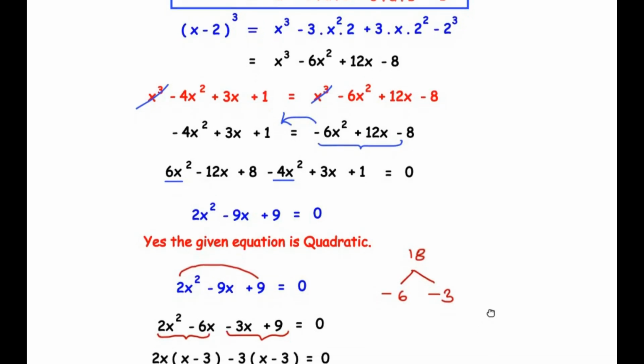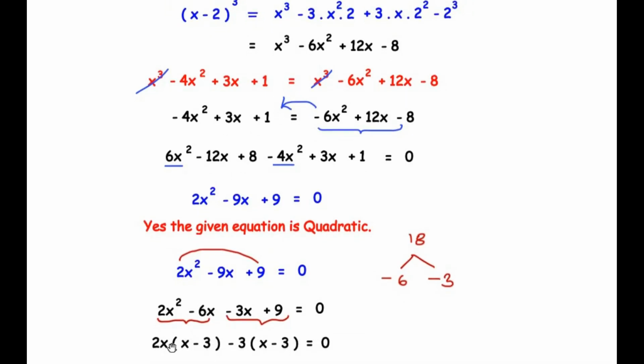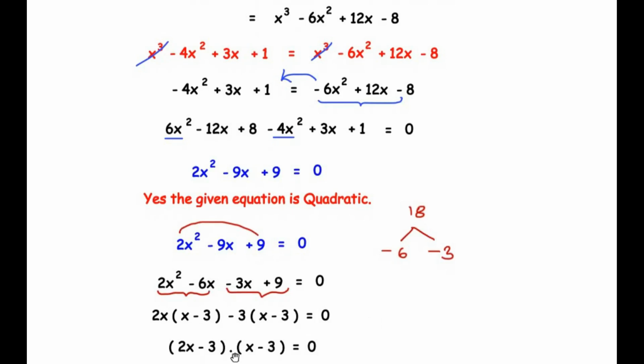So we have taken 2x as a common factor, and inside the bracket remains x minus 3. And from these two terms we are going to take negative 3 as a common factor, and inside the bracket remains x minus 3 equal to 0. Now we have got two factors, that is 2x minus 3 times x minus 3 equal to 0.